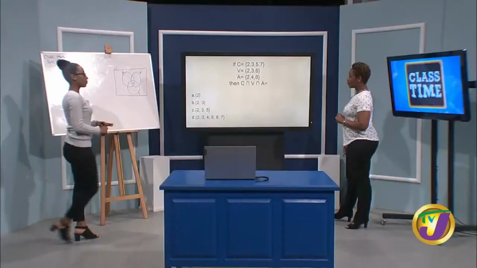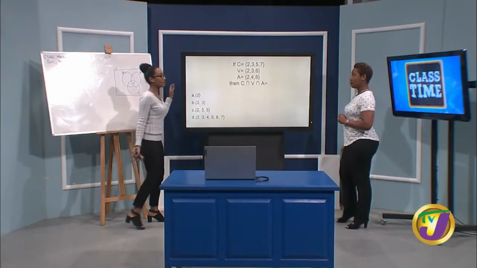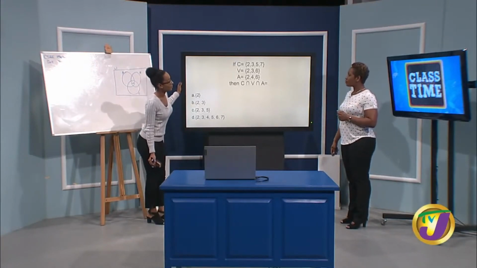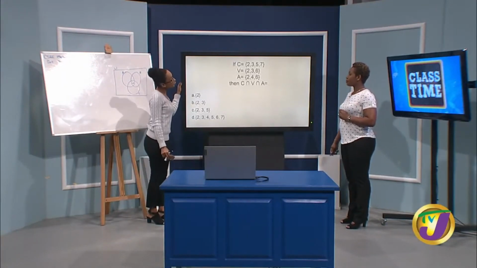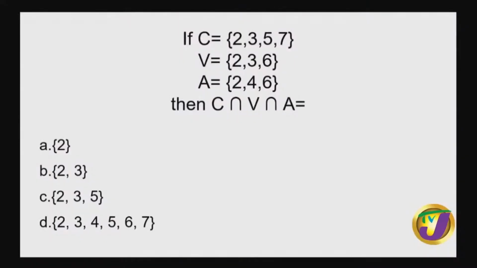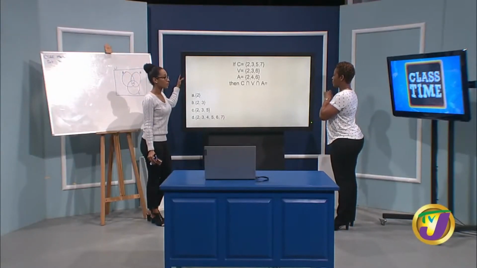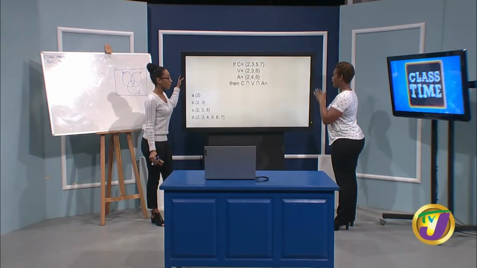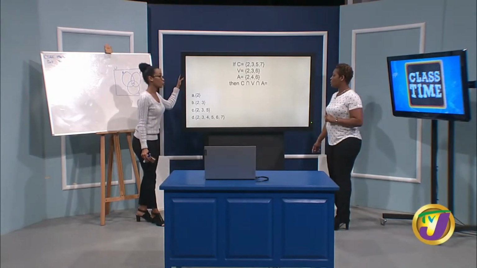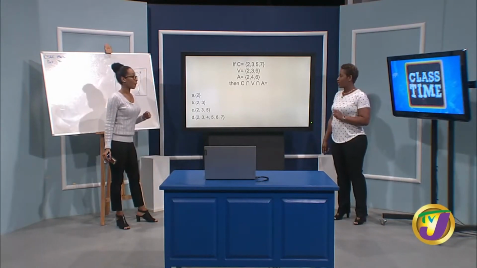Here we go. This one is pretty simple now. If C listed equals 2, 3, 5, 7, V is 2, 3, 6, and set A is 2, 4, and 6, guess what? It's still intersection here. So let's see, C intersect V intersect A. So let's see, 2. You sure? What about 6? I'm seeing 6 and I'm seeing 3. Yeah, but it's only in 2 of them, and they have to be in all 3 of them. So those are out. So it's just 2. So that's option A right there.